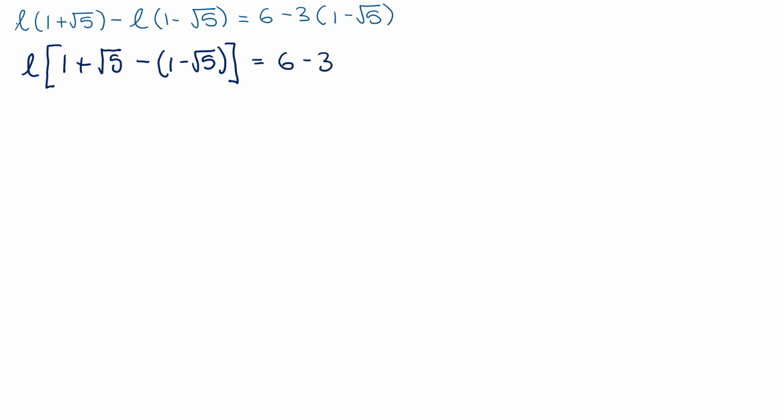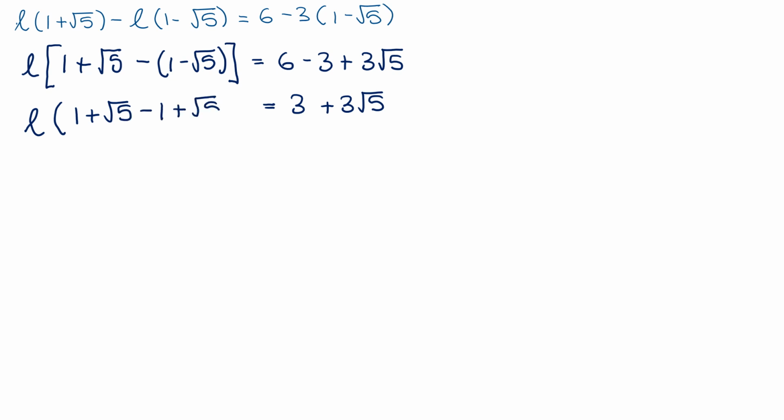Again, let's multiply out this side. So we'll do a little bit of cleanup over here. This will give us 3 plus 3 root 5. So that tidies up nicely. Here we have our L times (1 plus root 5) minus 1 plus root 5. Minus 1 plus 1 gives me 0. So that leaves me with plus root 5, which is 2 root 5s. And that equals 2 plus 3 root 5. To get L on its own, we're going to divide by 2 root 5.